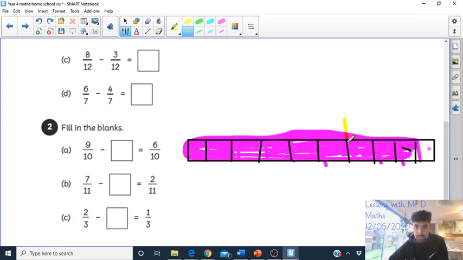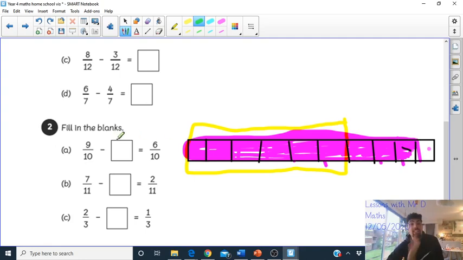Let's do that as a yellow. So I started with all of this, the purple, and I'm taking away how many to get to 6/10. Taking away another 3/10.